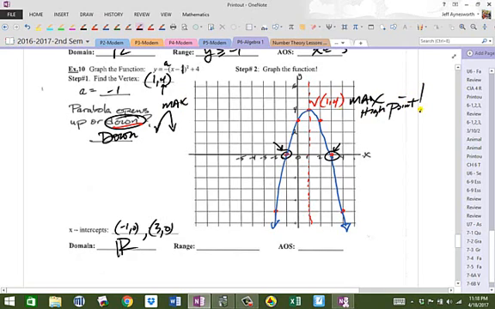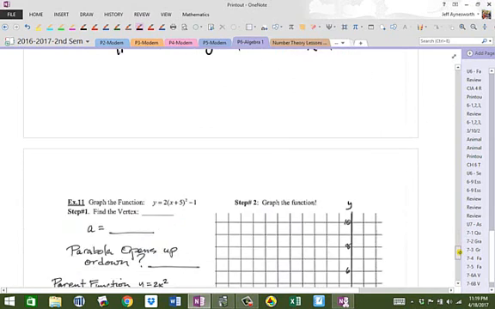All right, and so that's a max y value, so the range is y less than or equal to 4. This is the max y value right there. And the axis of symmetry is right here. It passes through 1 on the x-axis, so x equals 1. All right, only 2 more to go.